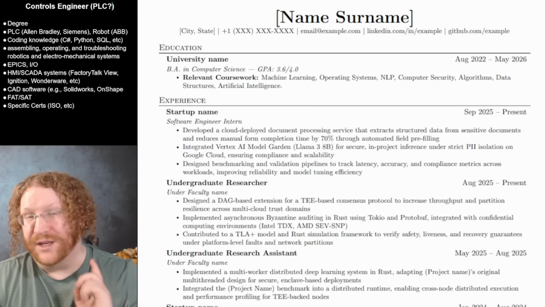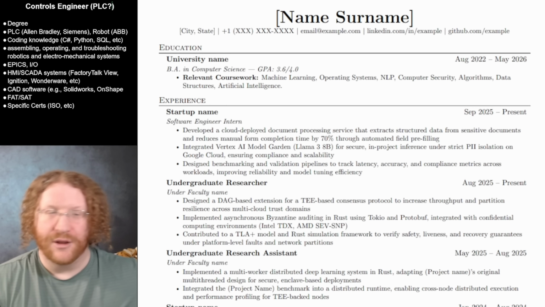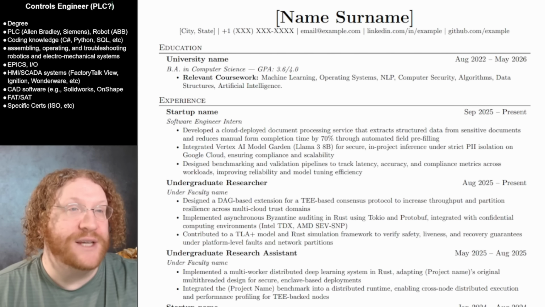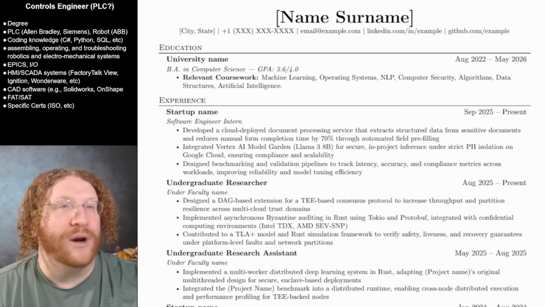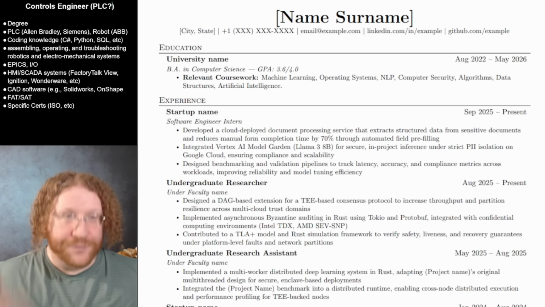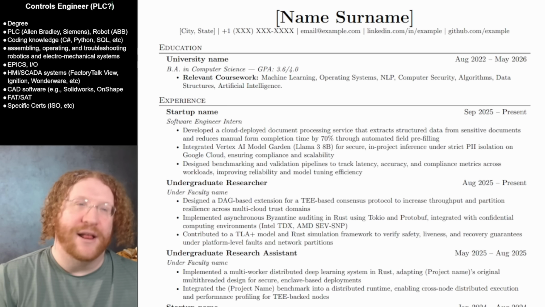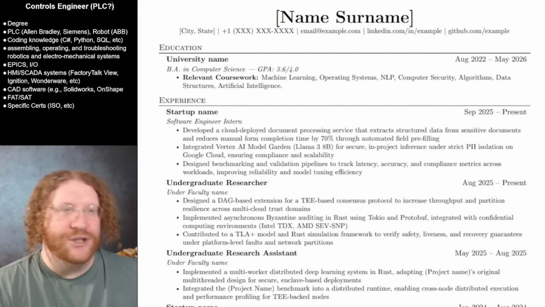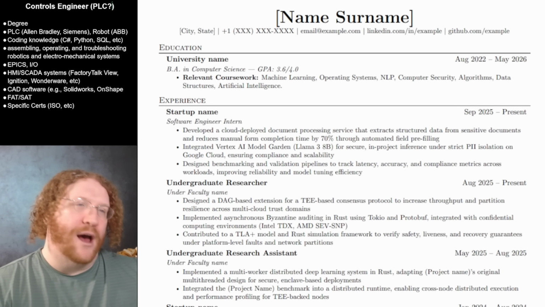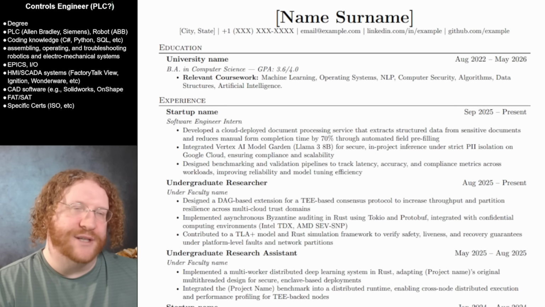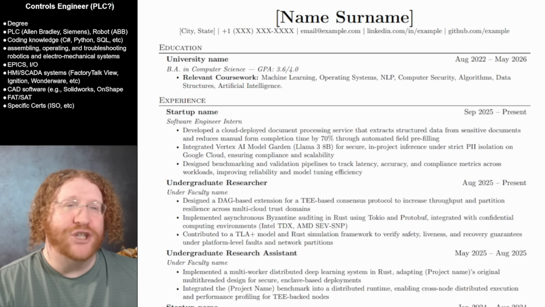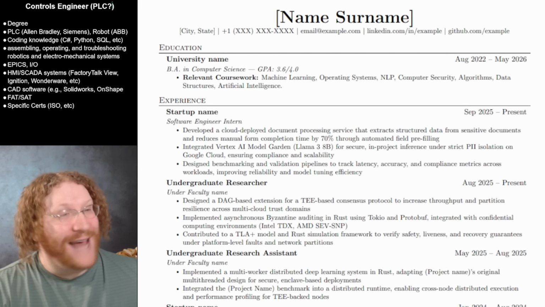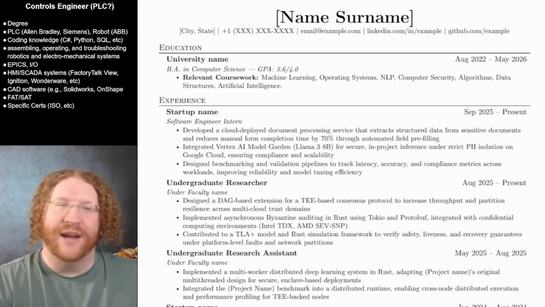So I think this person is called a PLC engineer. It's also called a bunch of different names, but I think that's what they call this one. So assuming this is a PLC engineer, what we're going to be looking for is degree, PLC, so Allen Bradley, Siemens, I can never pronounce that, robots, coding knowledge, so C#, Python, SQL, etc., assembling, operating, troubleshooting, robotics, electrical, mechanical systems, EPICS, IO, HMI, SCADA systems, whatever those are, CAD software, FAT and SAT, and specific certs and ISO.